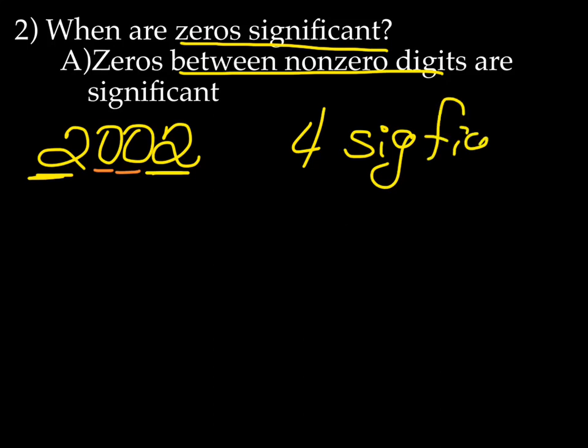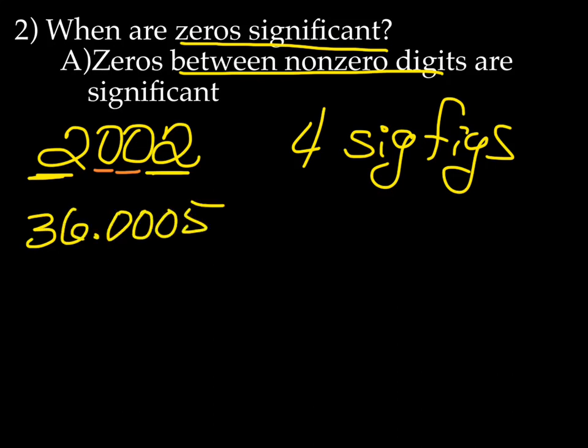Okay. Next, let's try 36.0005. All right, you'll note this time there's a decimal. And at this moment, the decimal doesn't matter. We're talking just about the digits. So we'll ignore the decimal.